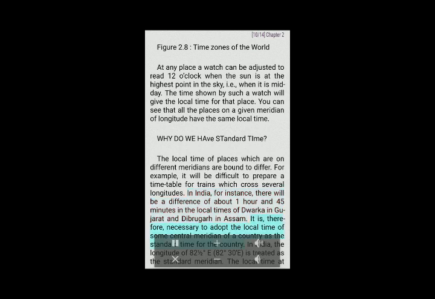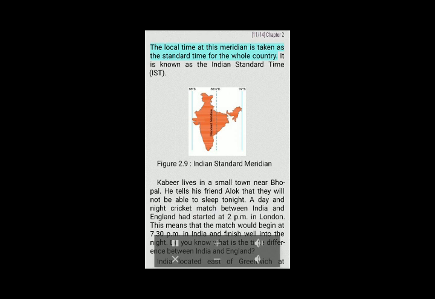It is, therefore, necessary to adopt the local time of some central meridian of a country as the standard time for the country. In India, the longitude of 82.5 degrees E, 82 degrees 30' E, is treated as the standard meridian. The local time at this meridian is taken as the standard time for the whole country. It is known as the Indian Standard Time, IST. Figure 2.9. Indian Standard Meridian.